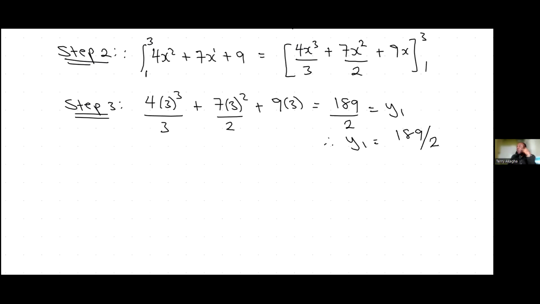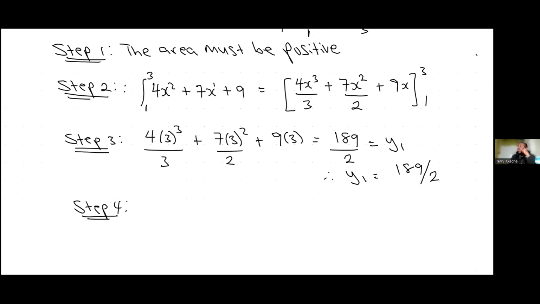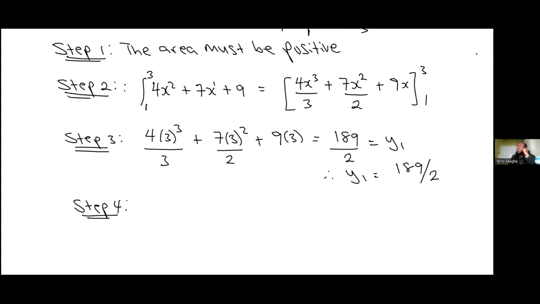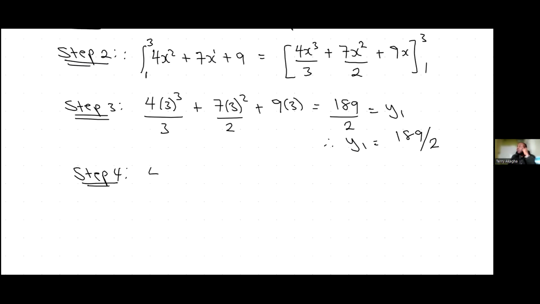Now, step 4, we're going to repeat the same thing, but in this case, instead of substituting the upper limit, what are we going to substitute? We're going to substitute the lower limit in this case. So anywhere you see x, you're going to put 1 now. So let's solve this together. So it's going to give us 4 into bracket 1 raised to the power 3 divided by 3 plus 7, 1 raised to the power 2 divided by 2 plus 9, 1. And when you do this, it's going to give us 83 divided by 6. And this is going to be equal to the y2.